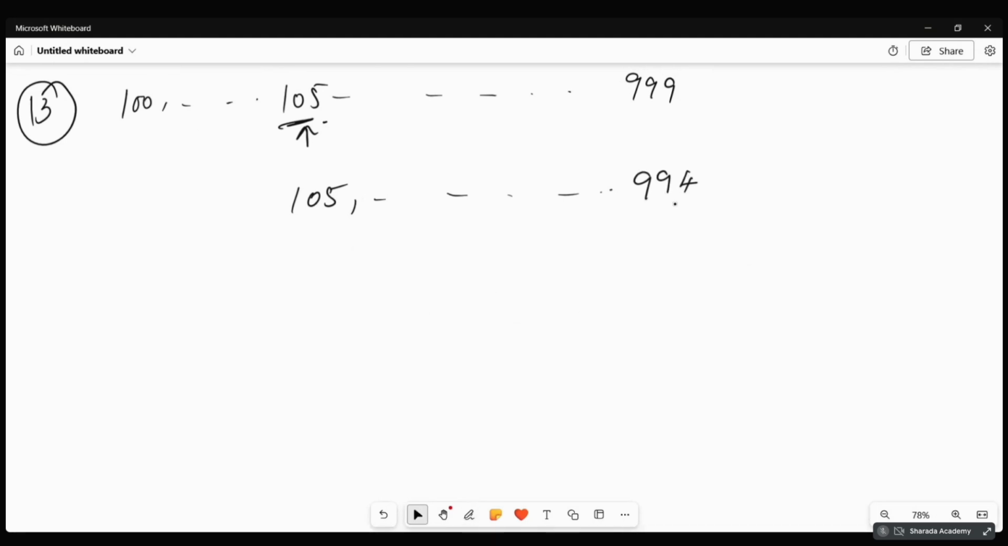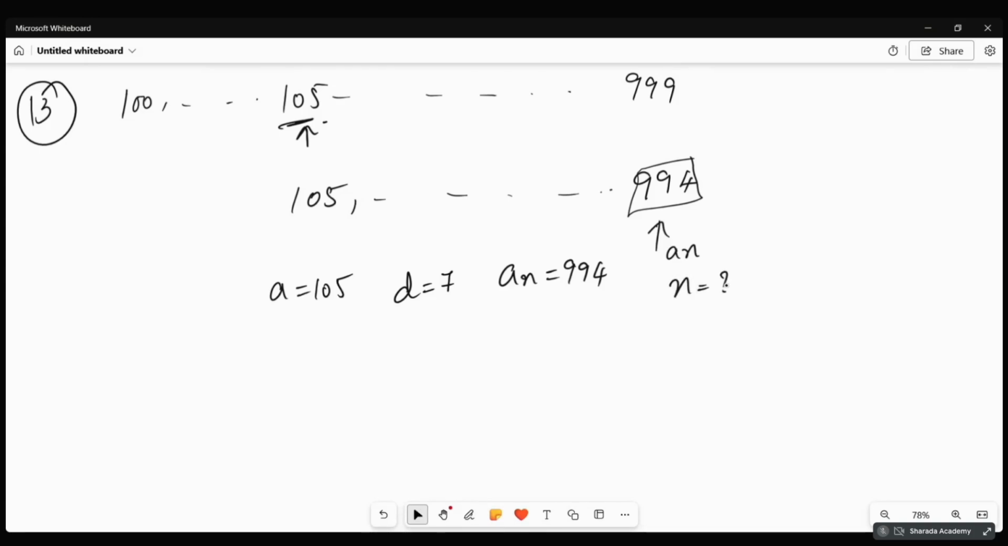Okay. Understood or not? Now it should be divisible by 7. So how many numbers? That is, the last number is a_n. a is equal to 105, d is equal to 7 here, a_n is equal to 994. So find n. These types of questions they ask.